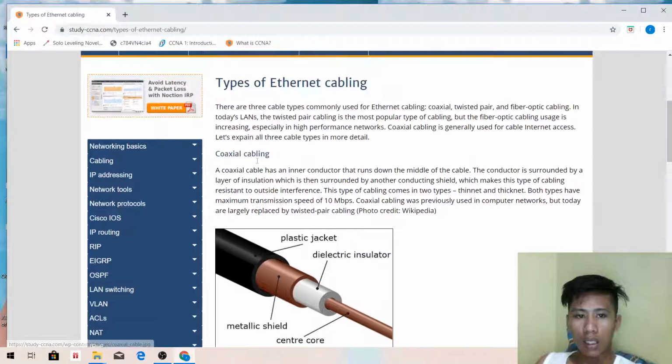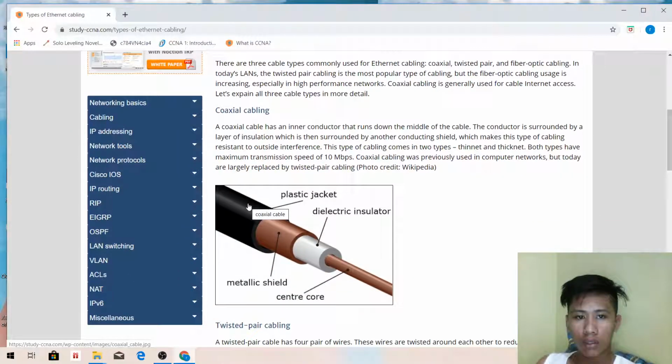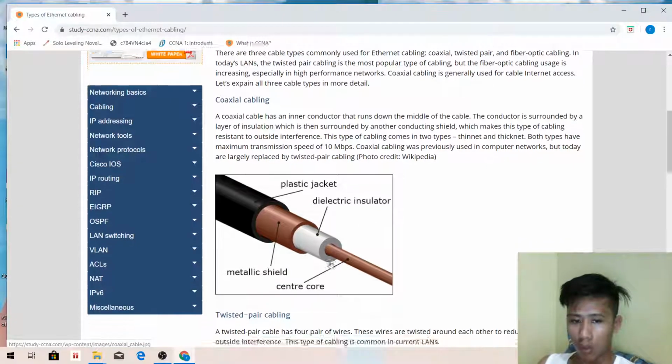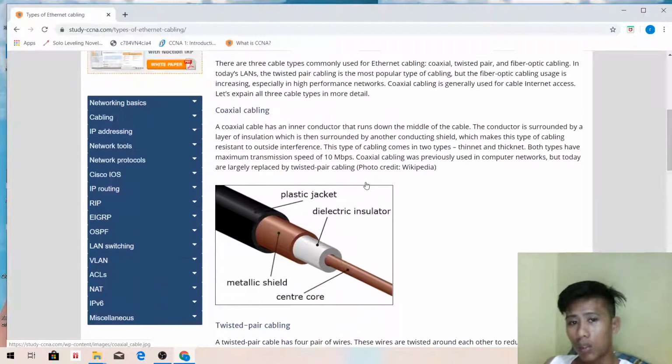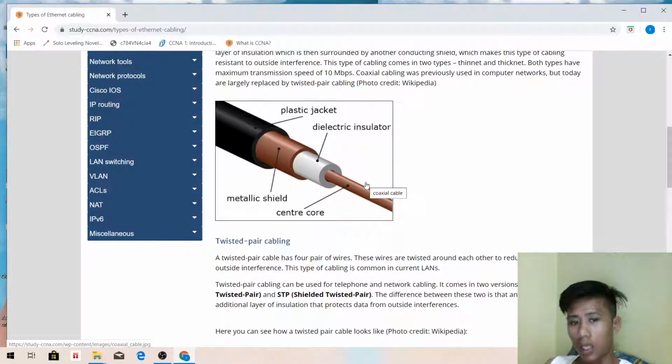This is the coaxial cabling having a plastic jacket, dielectric insulator, metallic shield, and center core. So we're done with the coaxial cable. So we're going to do the second type of cable.